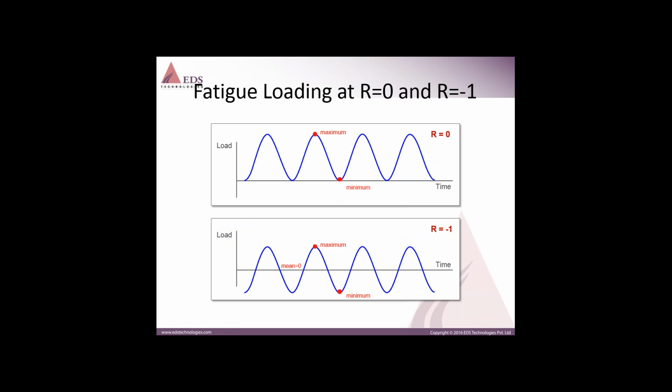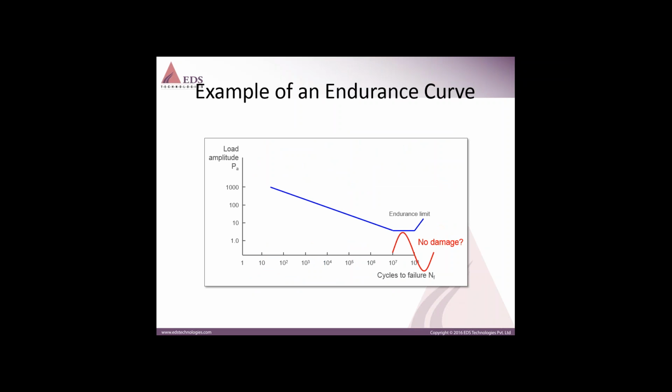Here you can see two different types of loading, R equal to 0 and R equal to -1. R equal to 0 is completely tensile type loading, and R equal to -1 is completely reversed type of loading, where magnitude-wise both maximum and minimum are equal. Maximum will be in the tensile zone and minimum will be in the compressive zone. Now let us consider an example of an endurance curve.